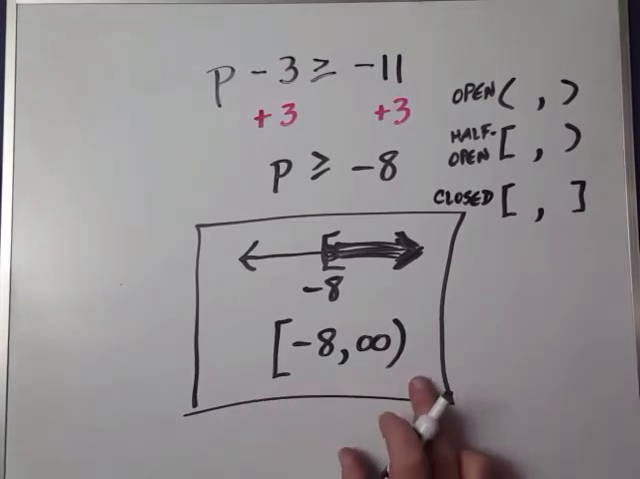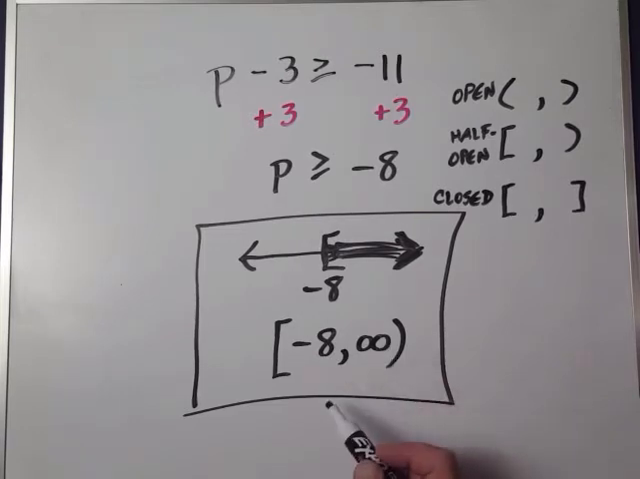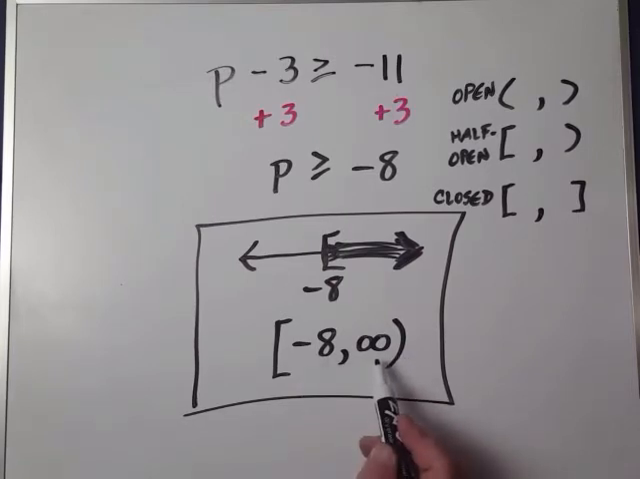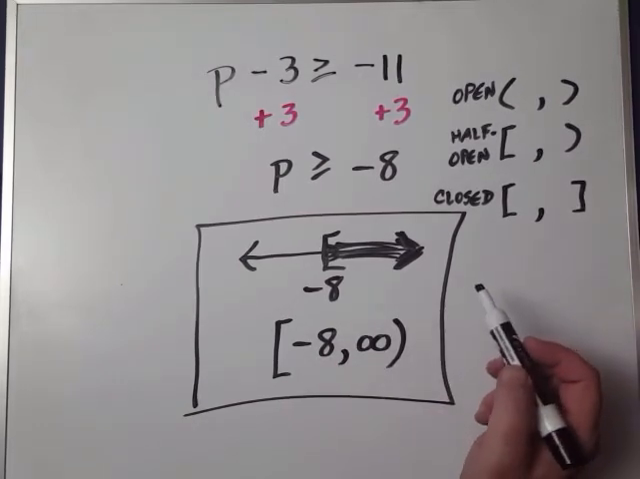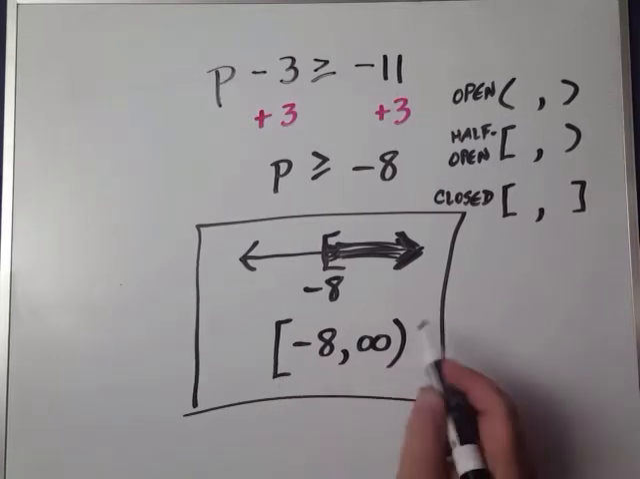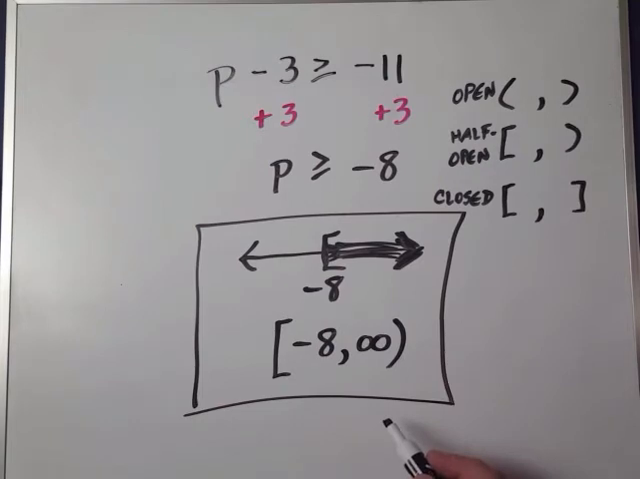So, when I write this final answer here, my interval notation, you might hear me say, so our solution set is the half-open interval from negative 8 to positive infinity. And in this case, I don't have to tell you it's half open. I don't have to tell you which side the square brackets go on, because infinity is never included. Infinity always gets a parenthesis.